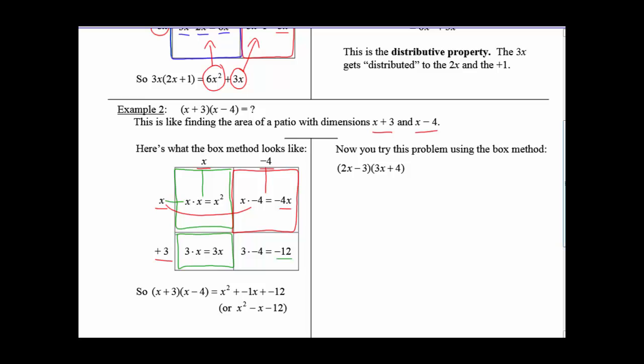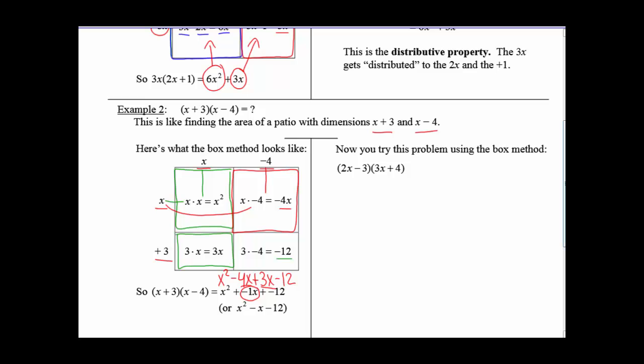Now that I've found the area of each of those individual boxes, I can find the area of my total patio. In the individual boxes I had an x squared, a negative 4x, a positive 3x, and a negative 12. When I add all those together, I'm going to get the area for my entire patio. If I simplify x squared minus 4x plus 3x minus 12, I can combine my x terms to get a negative 1x. So when I multiply x plus 3 times x minus 4, you should end up with x squared plus negative 1x plus negative 12. Or another way of writing that, x squared minus x minus 12.